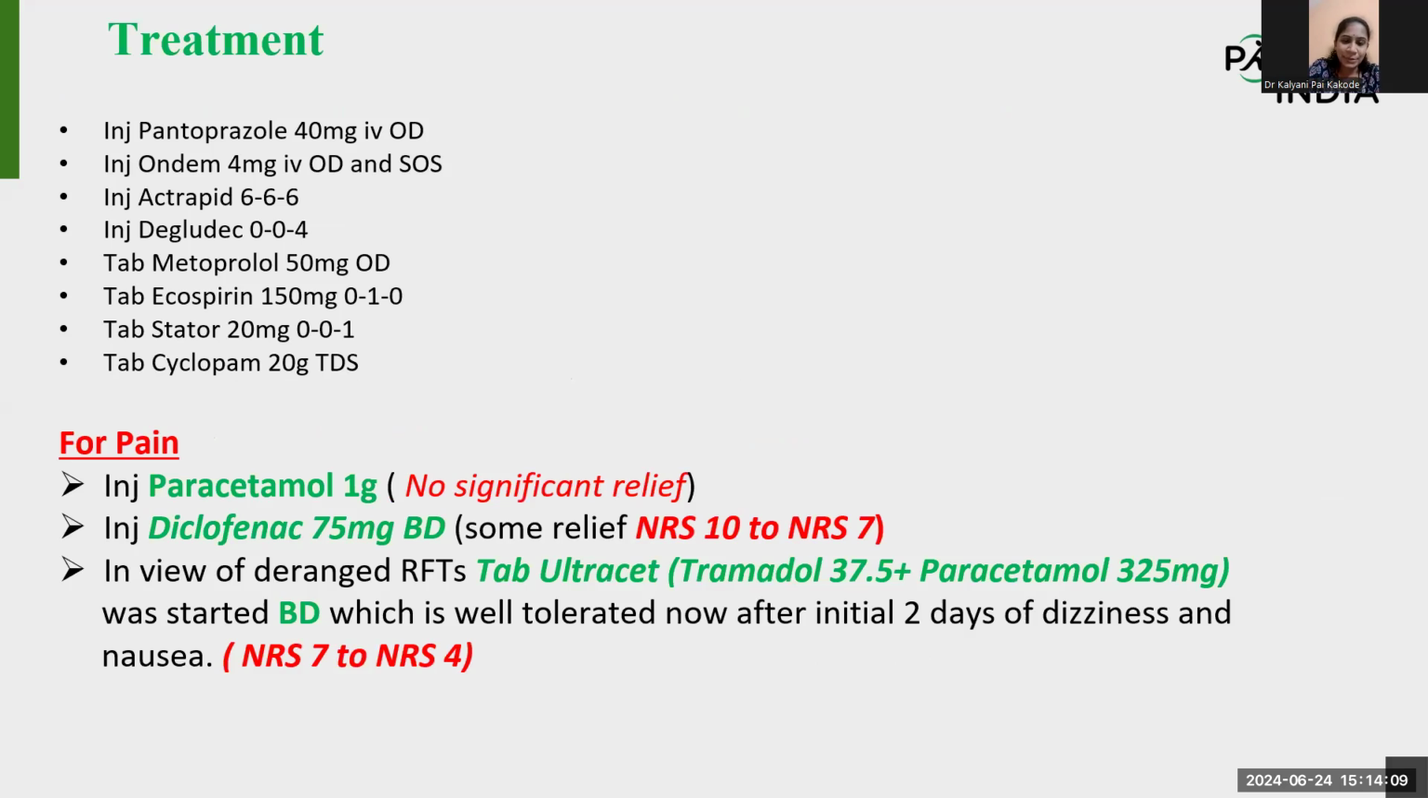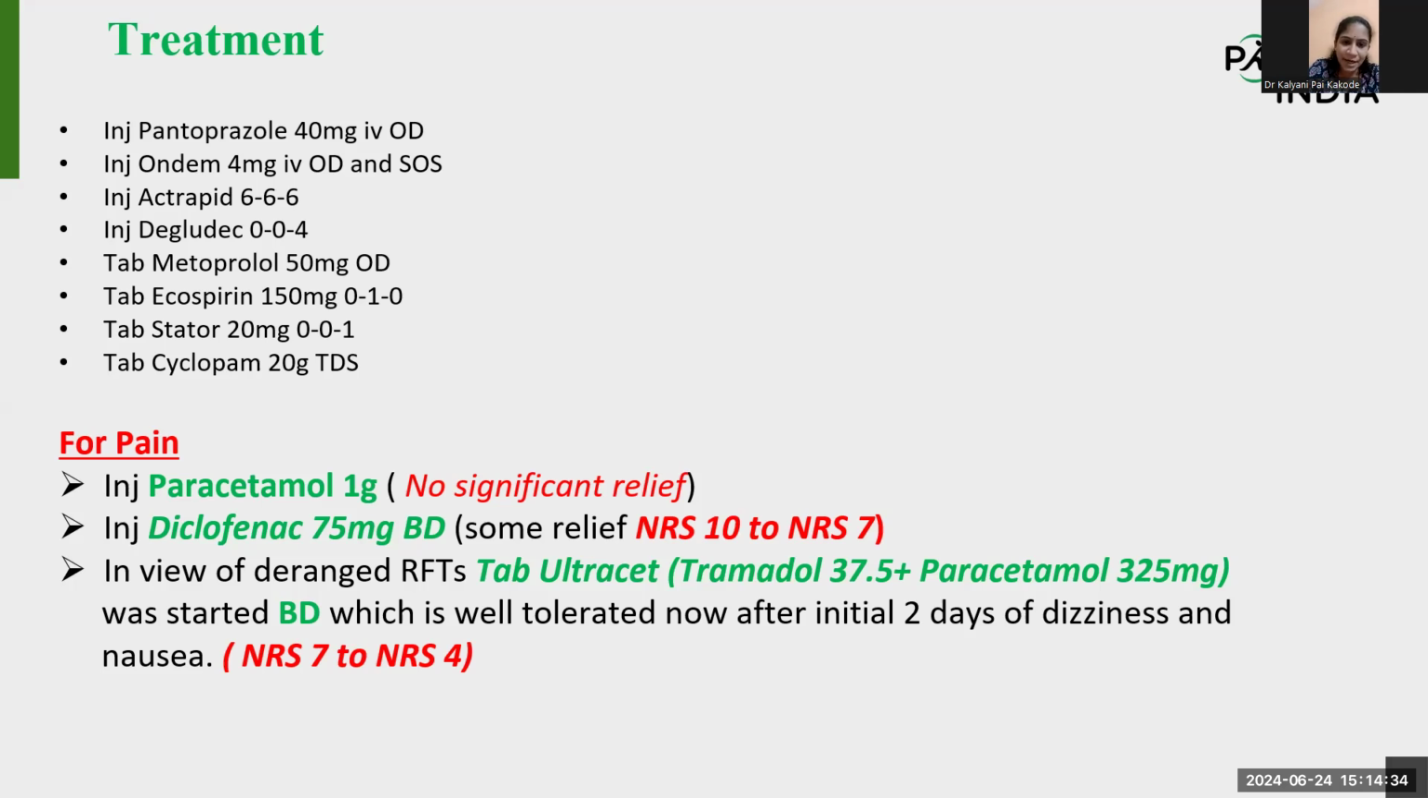So treatment was started. We gave her a symptomatic treatment. Also, her routine medications were restarted. So I'll just summarize. Injection Human Actrapid, rapid-acting insulin, 6 units thrice a day. Injection degludec, 4 units at night. Antihypertensive metoprolol, ecosprin, statin, and cyclopam she was already taking.